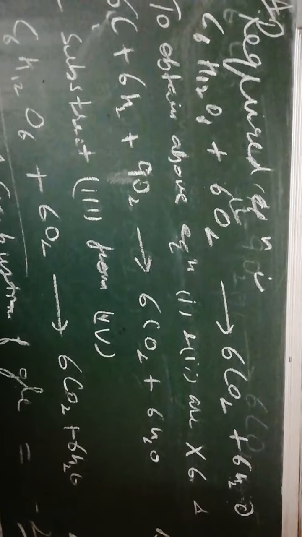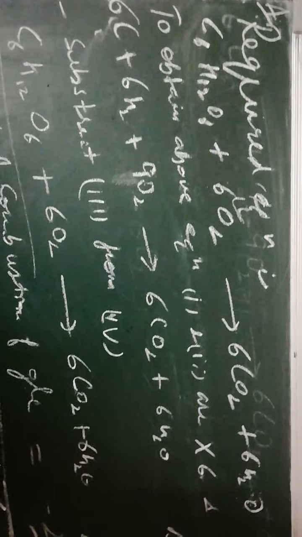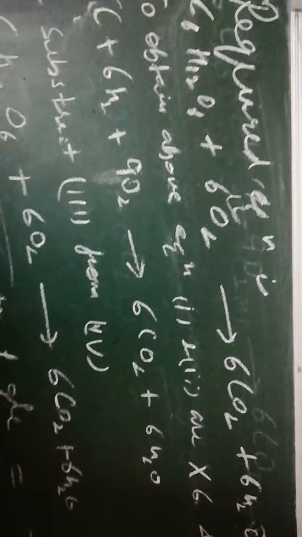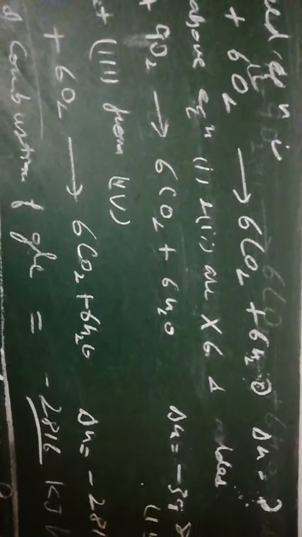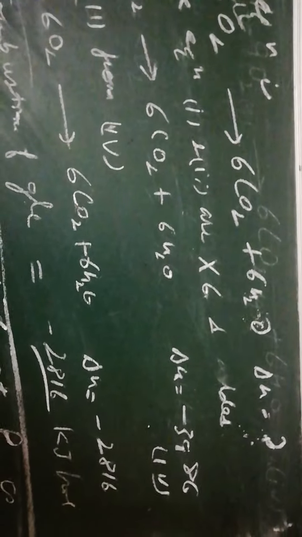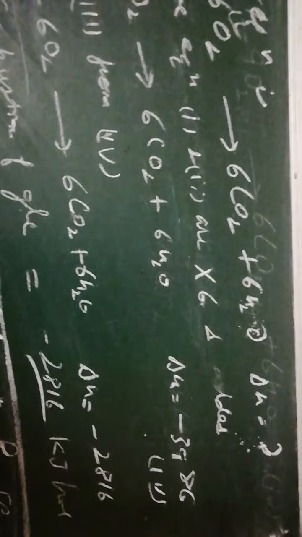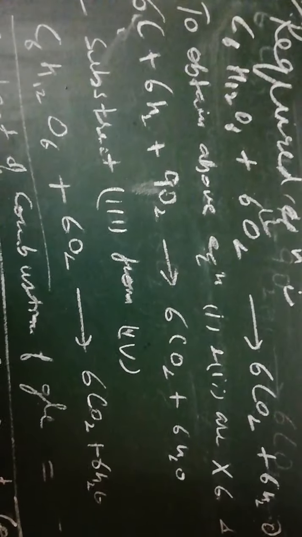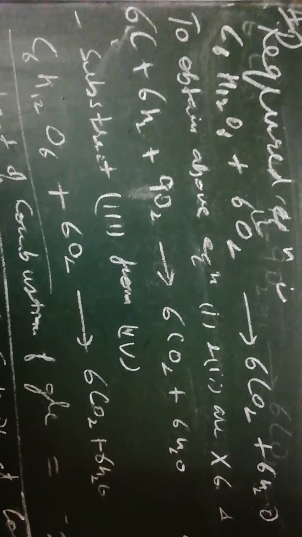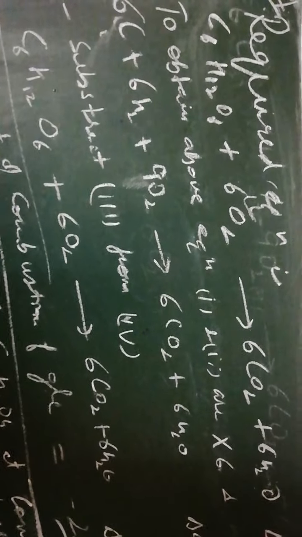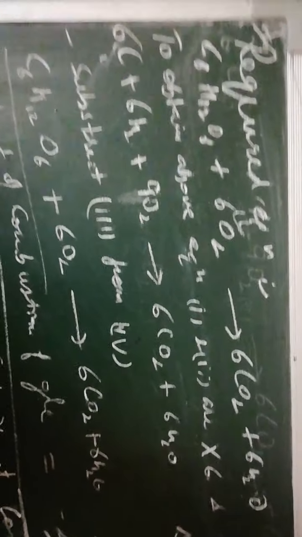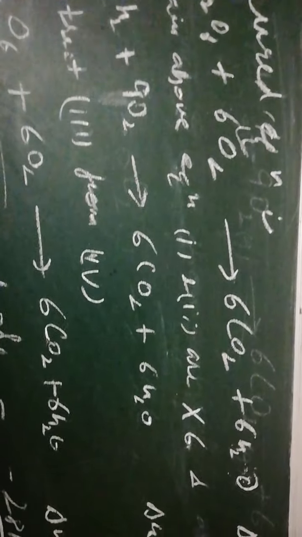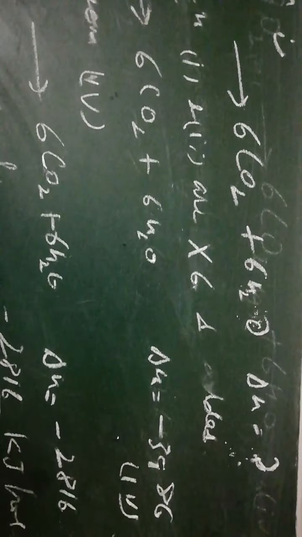The three equations given are your given data, and you have to calculate the enthalpy of combustion of glucose. So what is our required equation? This is glucose; on combustion of glucose we will get carbon dioxide plus water, balanced, and we have to calculate the delta H for this equation. To obtain this equation, we have to subtract or add the above given three equations, and we can multiply or divide by any number, to obtain the required equation. So to obtain the above equation, equations 1 and 2 are multiplied by 6 and then added.